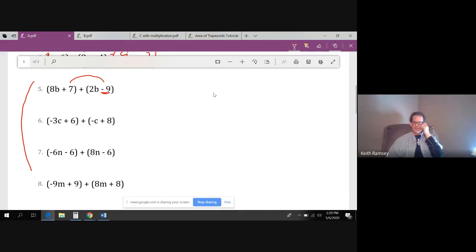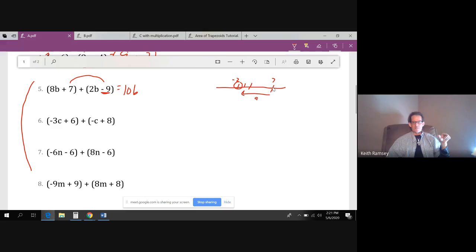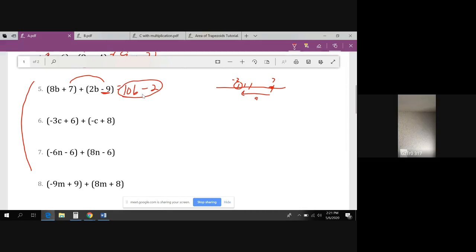So on a number line, imagine you're over here. Here's 0. Here's +7. You've got to go this direction 9 steps. And so you'd end up at -2. So if I had 8b plus 2b, that's going to be 10b. But if I have +7 over here, and I add a -9 to it, I have to go all the way to -2. So this would be 10b minus 2.